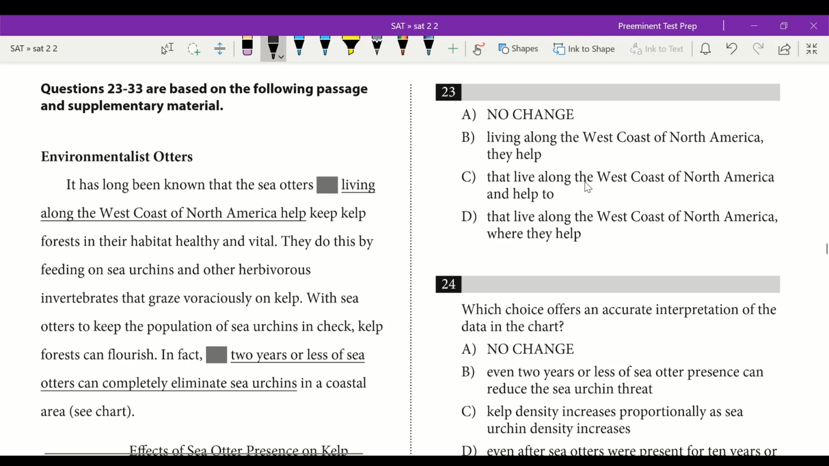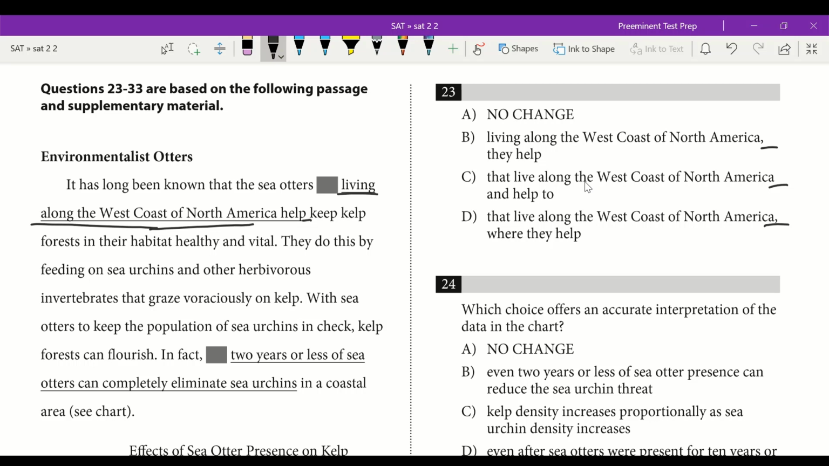Alright, environmentalist otters. It has been long known that the sea otters living along the west coast of North America help keep kelp forests and their habitat healthy and vital. Alright, so we're looking at a long stretch here, seeing if it has to be changed. Looking at any changes that pop out to me, I see I have a comma here, not one here, comma here, right? We don't have a comma here. So do we need a comma there? We can use that to get rid of two of our answers.